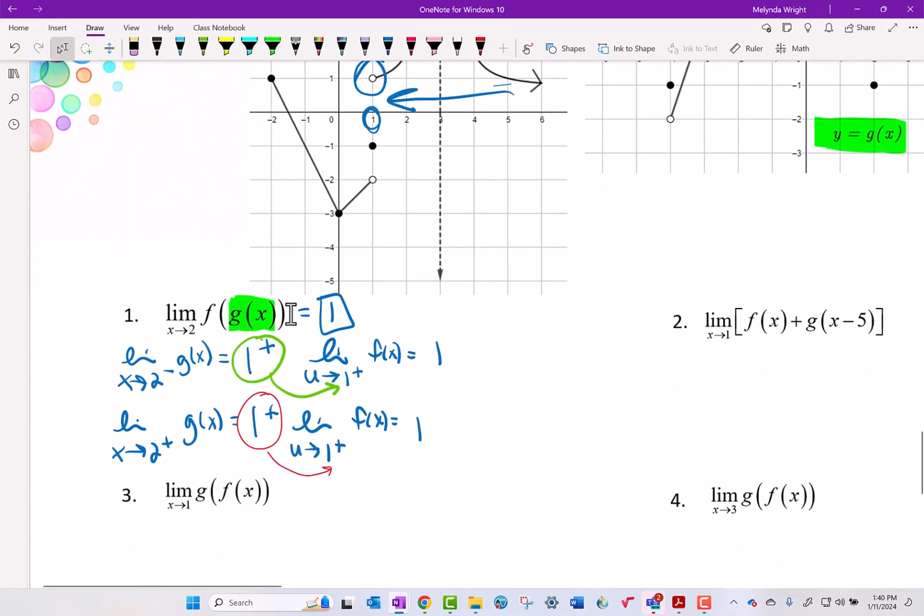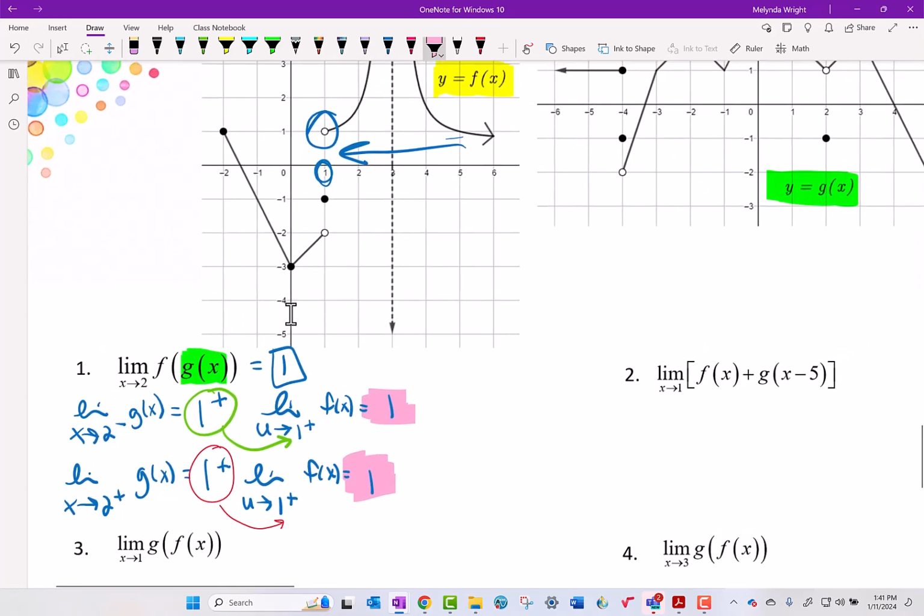Now, these two answers have to match to get the full answer. If they don't match, what do you think our answer is? DNE, does not exist. If they don't match, these last ones, not the inside ones, those don't have to match. I'm talking about the results. The end results of both sides have to be the same to have an actual answer instead of DNE. Okay, how are we on our first one? Okay, let's look at our second one.